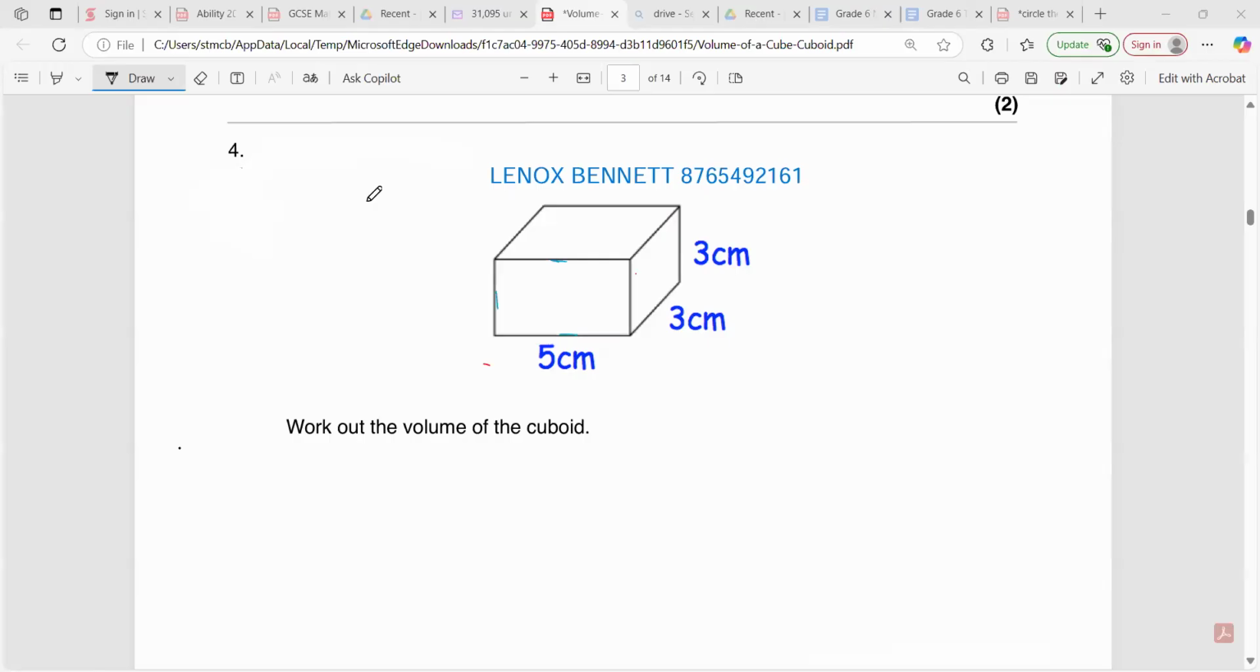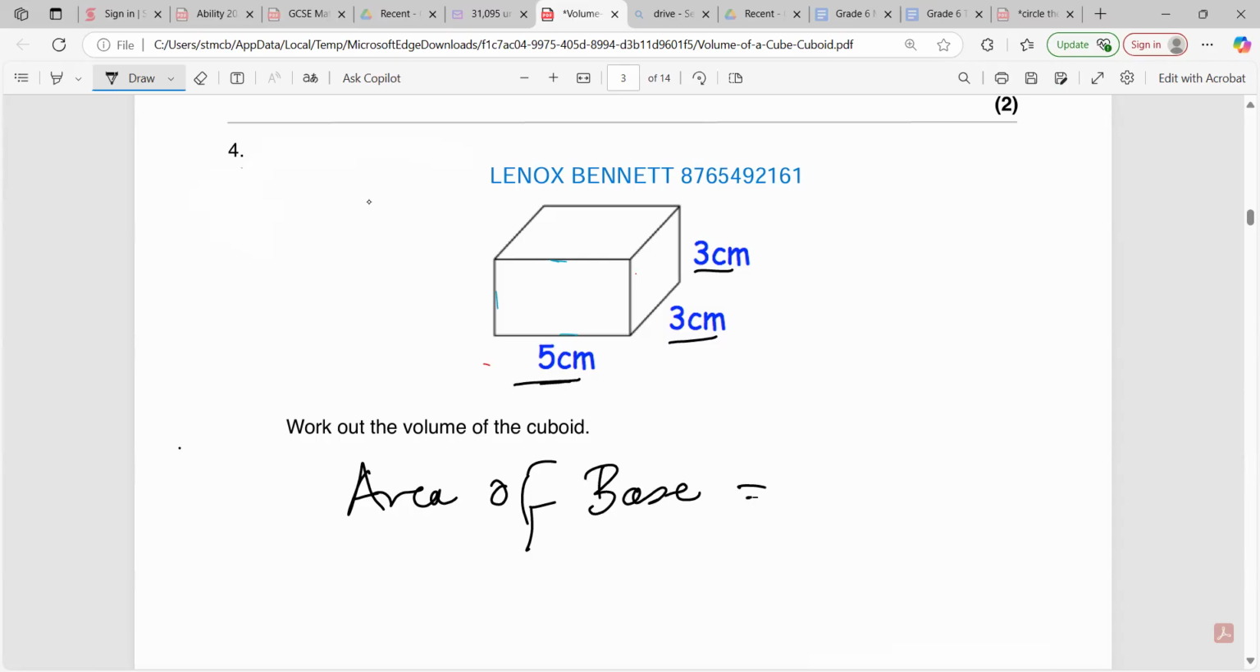Right, let's find the volume. So we have the length being 5, the width 3, and the height 3. So we find the area of the base. The base is what it's sitting on, right? So it would be 5 by 3, so 5 centimeters by 3 centimeters, which gives us 15 centimeters squared.